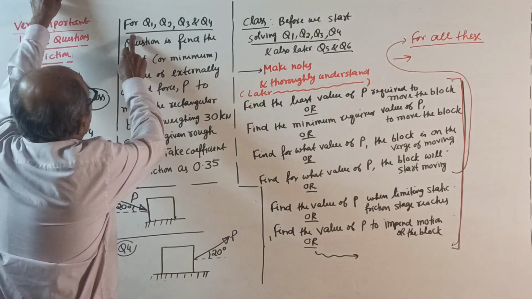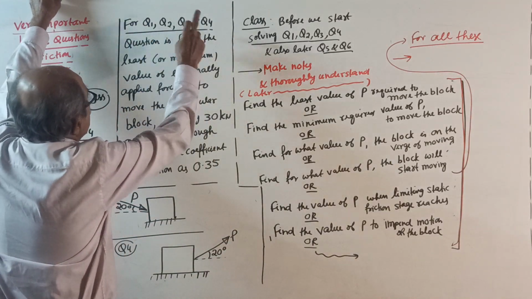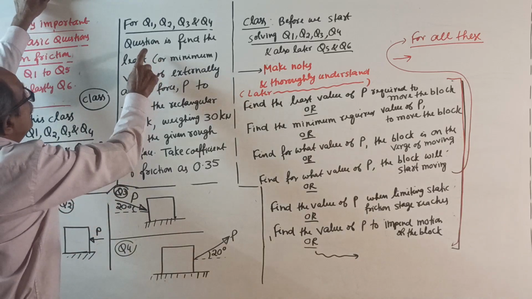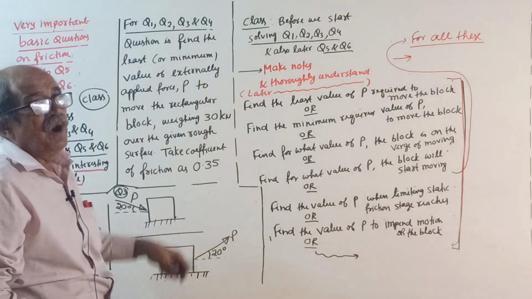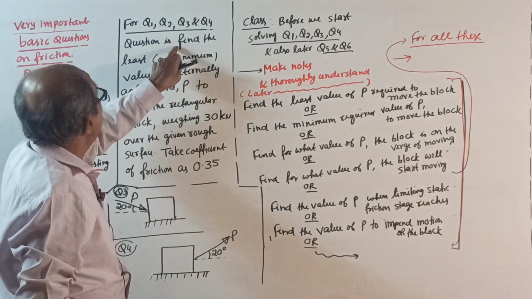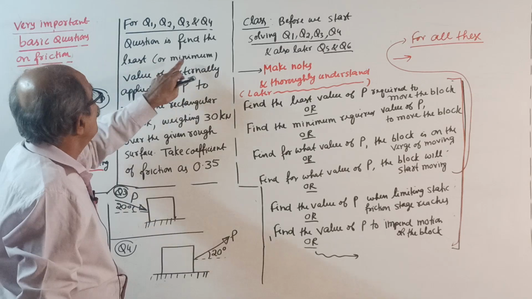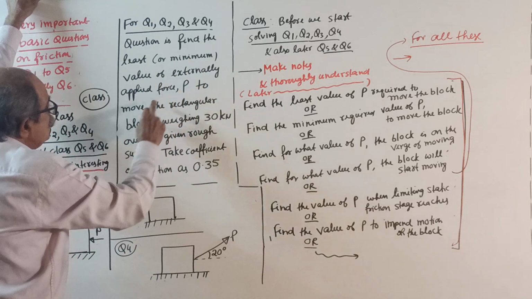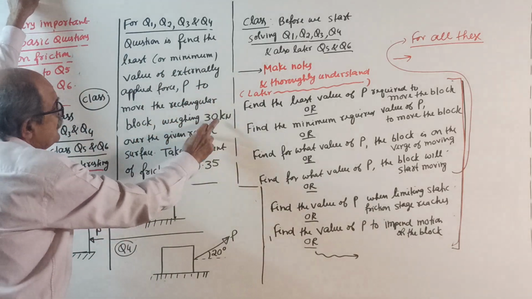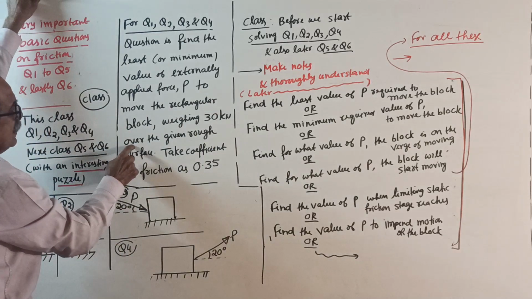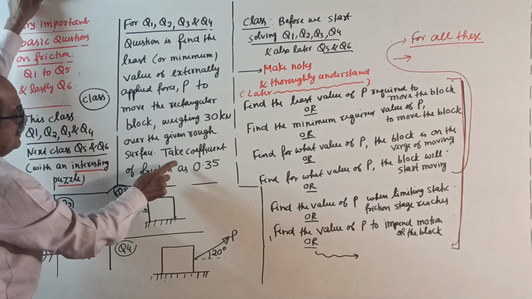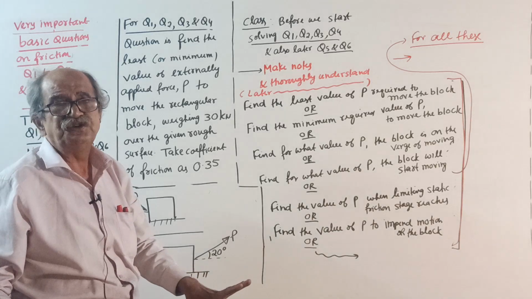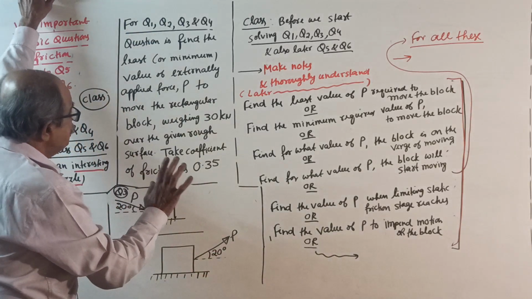Okay. Now, for question 1, question 2, question 3, question 4, the question is, what are they asking? The question is, find the least or minimum value of externally applied force P to move the rectangular block weighing 30 kN over the given rough surface. Take coefficient of friction as 0.35. So all the first 4 questions, remember, are simple questions.